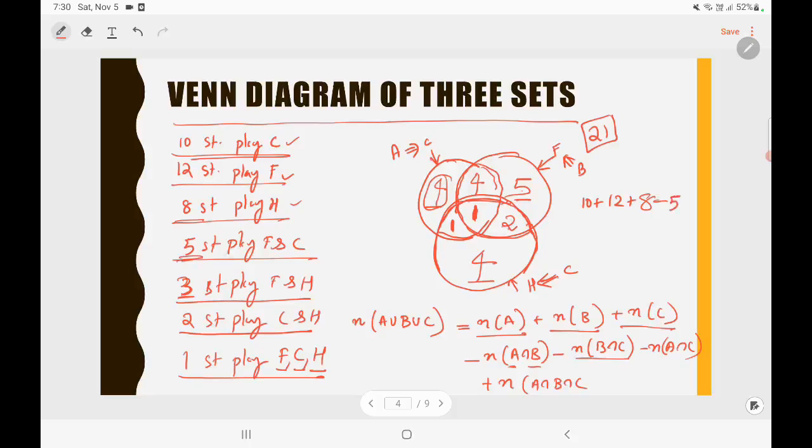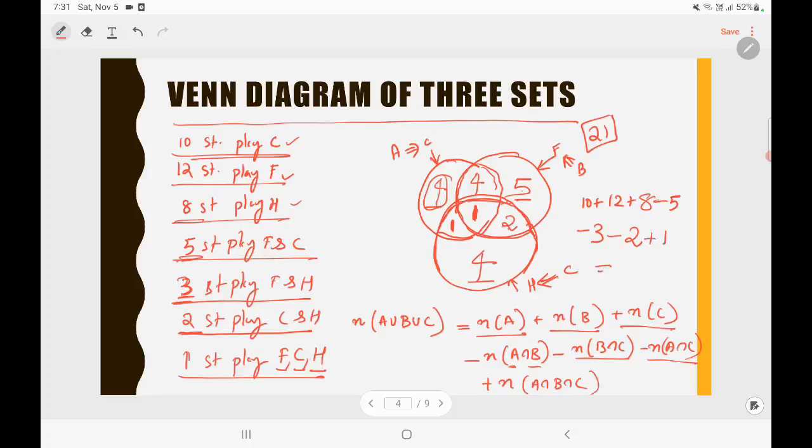Then n of B intersection C means number of students who can play both football and hockey. So football and hockey, it is 3, so minus 3. Then n of A intersection C means number of students who can play cricket and hockey. So cricket and hockey is 2, right? And plus n of A intersection B intersection C, that means the number of students who can play all the 3 sports, that is 1.